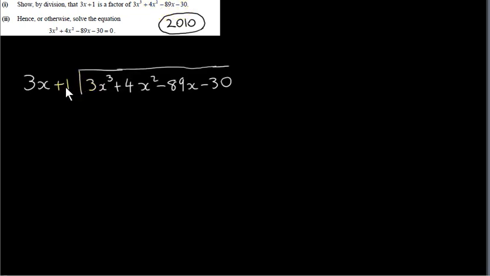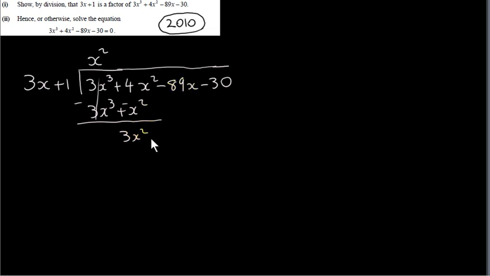Show by division that 3x plus 1 is a factor of the cubic 3x cubed plus 4x squared minus 89x minus 30. So I've explained this in previous videos. I won't go through it in too much detail. We divide 3x into 3x cubed to get x squared. x squared by 3x is 3x cubed. x squared by 1 is x squared. We subtract. 4 minus 1 is 3.